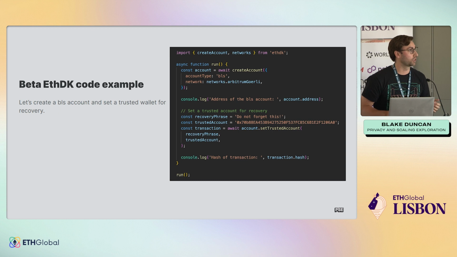And to wrap up this section, I just wanted to show a quick example of our V1 or our beta version of ETHDK. As you can see at the top, I'm importing a create account function as well as the networks object, and then it's just a few lines of code to actually create an account and then set your trusted wallet. So here I just called a create account factory function with a couple config properties, and I can await that and then print out the address. And then down below, I just create a recovery phrase and pick an address that I trust, and then I could call the set trusted account.